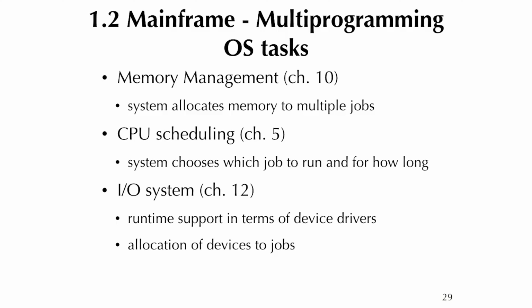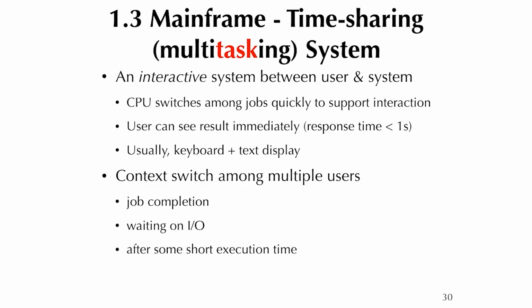Okay, of course, you have the issue of memory management, CPU scheduling, I/O system. Now, a multitasking system, on the other hand, is one that allows the CPU to switch among jobs quickly and supports interaction. The user can see results immediately. So, right, that's like you hit a key, you do the display, or mouse, drawing a window. Right, so it might not be just doing your program. It might be doing several at the same time. Some in the background you don't see, but it does a context switch among multiple users.